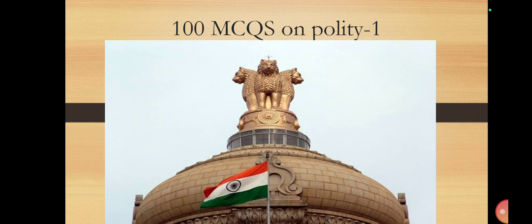Question number 33. Consider the following statement regarding the Prime Minister of India. The Prime Minister is the de jure executive authority. The Prime Minister is the de facto or real executive authority, and the President is the de jure or nominal executive authority. In other words, the President is the head of the state, while the Prime Minister is the head of the government.